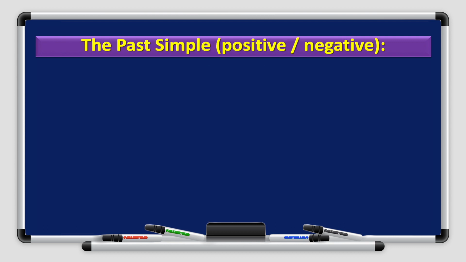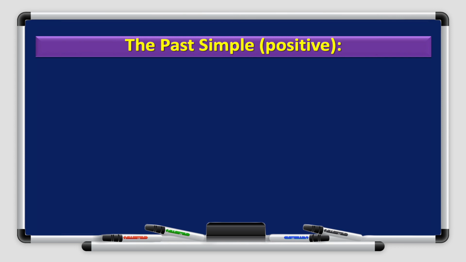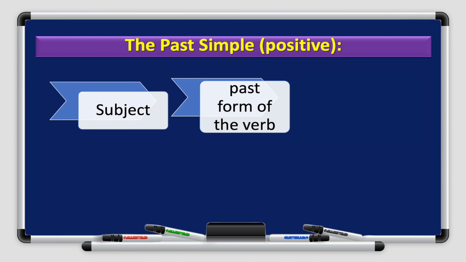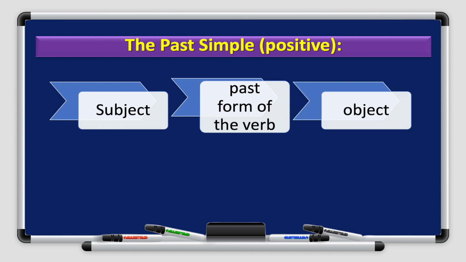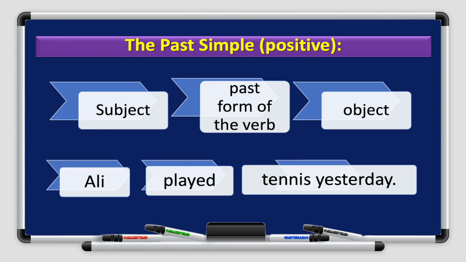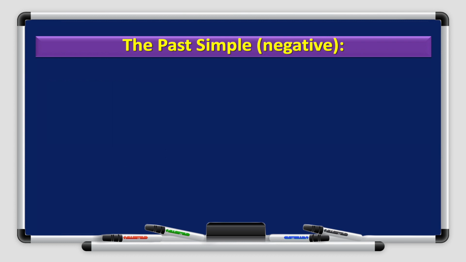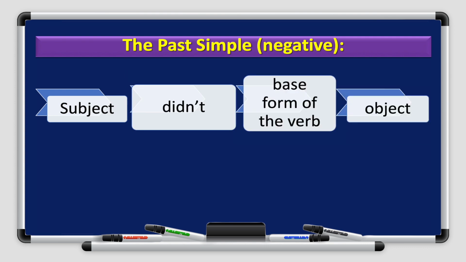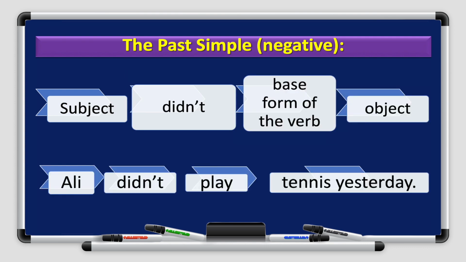Let's look at some positive and negative sentences for the past simple. To form a positive sentence, you start with the subject, followed by the past form of the verb, and then the object. For example, Ali played tennis yesterday. What about a negative sentence? You start with your subject, followed by didn't, then the base form of the verb, and then the object. Ali didn't play tennis yesterday.